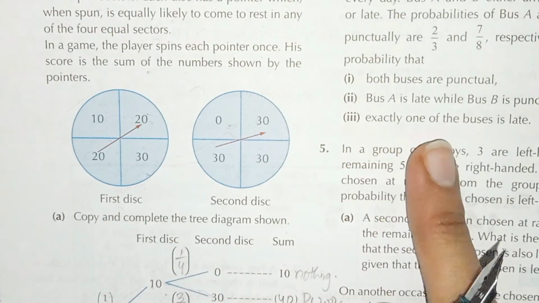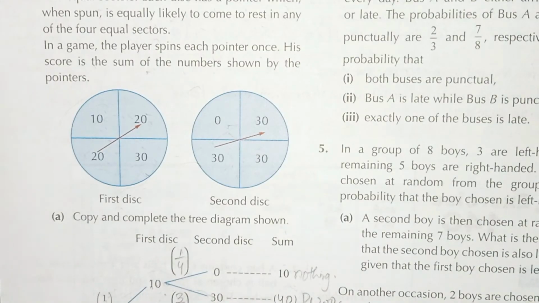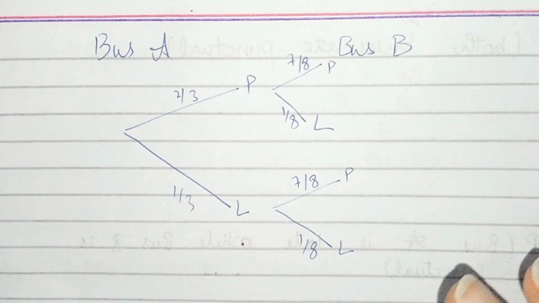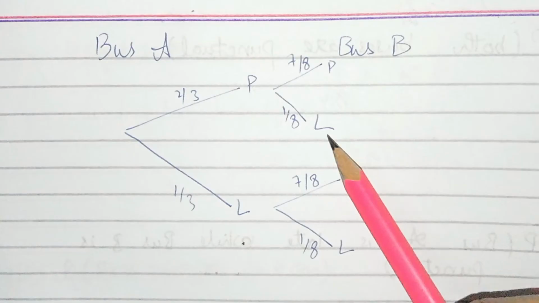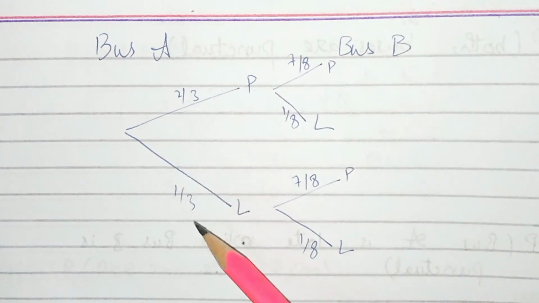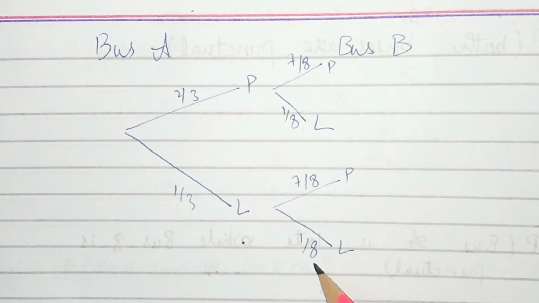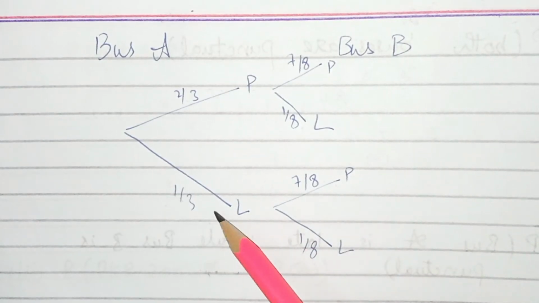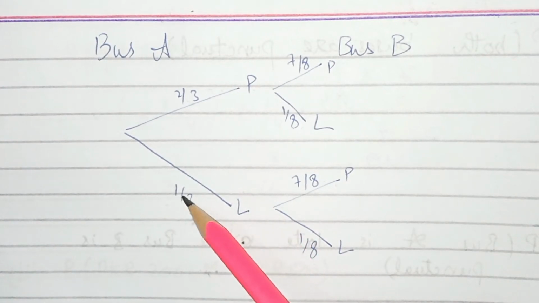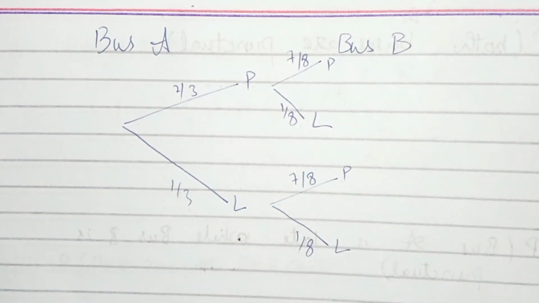Now students, part number 3, exactly one of the buses is late. It means one bus is punctual and one bus is late. The probability is 2 by 3 and 1 by 8, we have to combine it, or the probability is 1 by 3 and 7 by 8. Because exactly one bus is late, we have to take one bus late. So we write it like that.